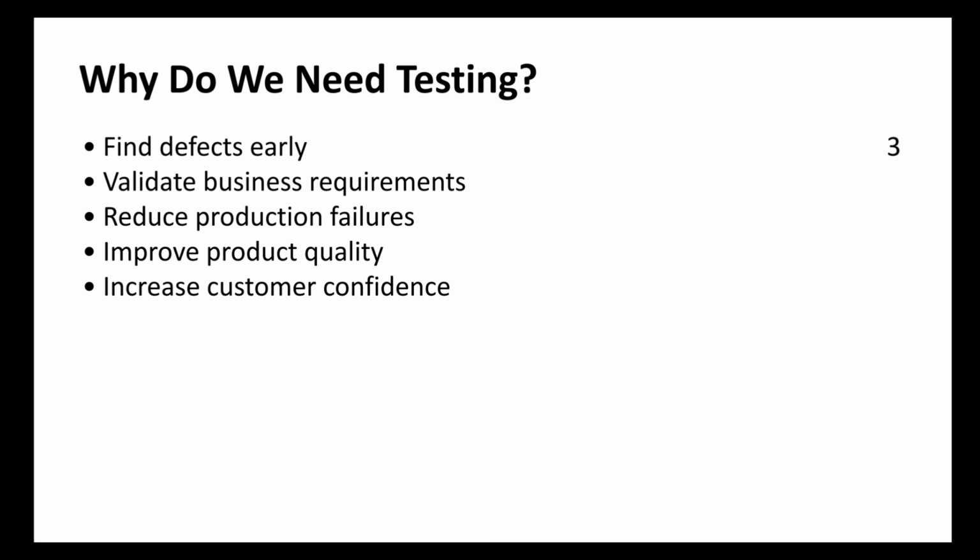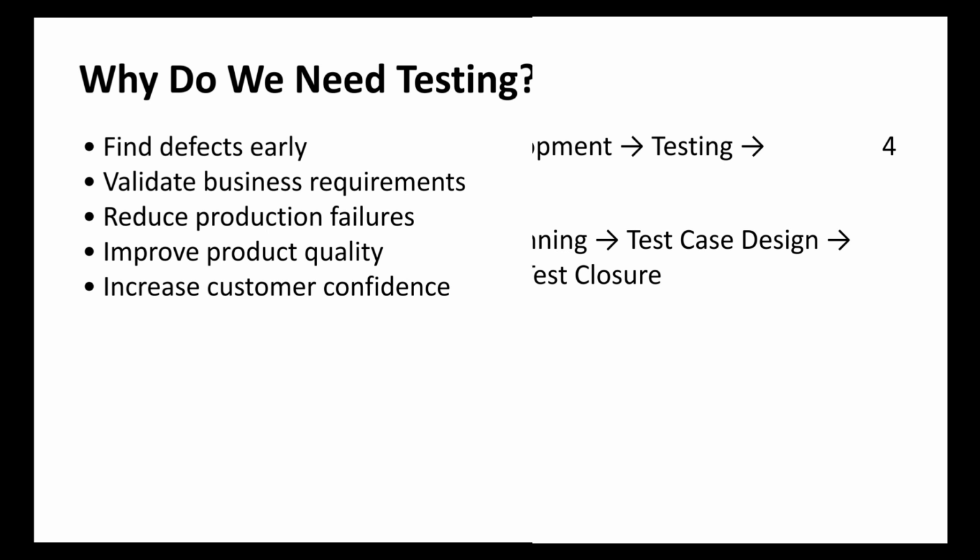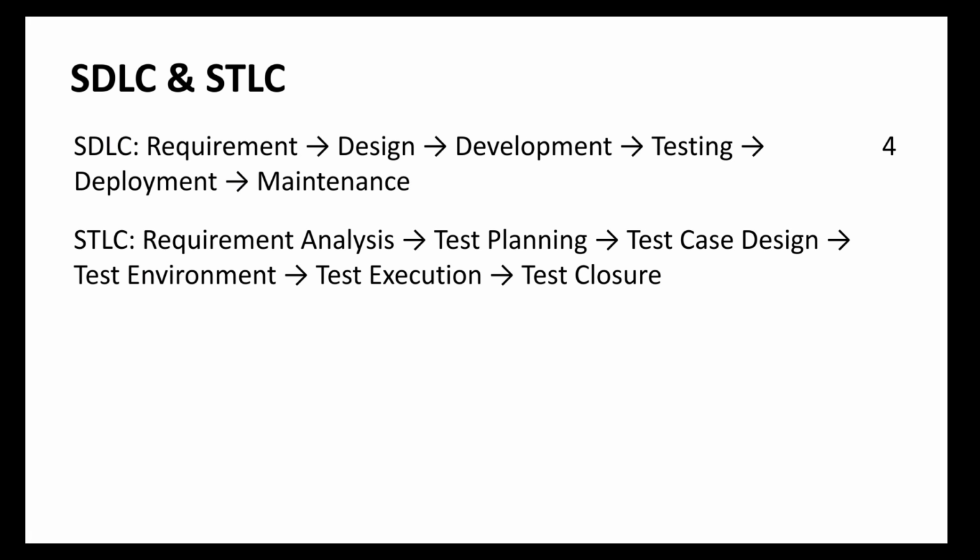Now let's understand where testing fits into the overall software development process. SDLC stands for Software Development Lifecycle and describes the overall software development process from requirements to maintenance. STLC stands for Software Testing Lifecycle and focuses specifically on testing activities. It includes requirement analysis, test planning, test case design, environment setup, test execution, and test closure. So, testing is not something that happens only at the end.